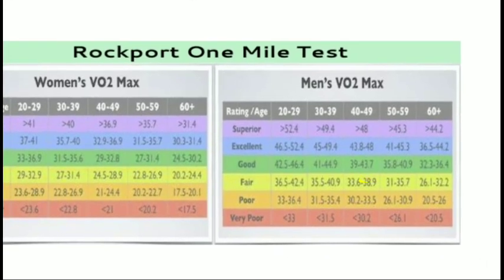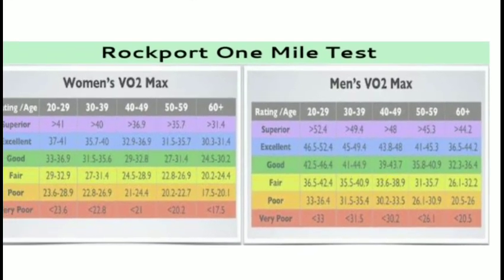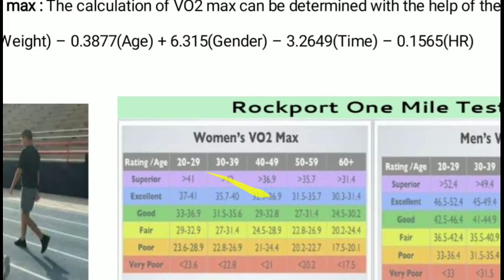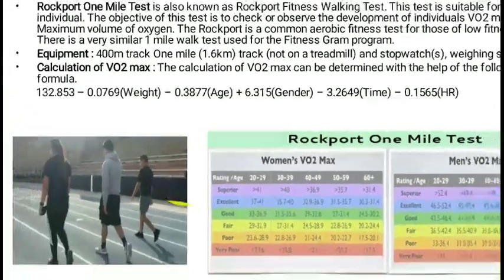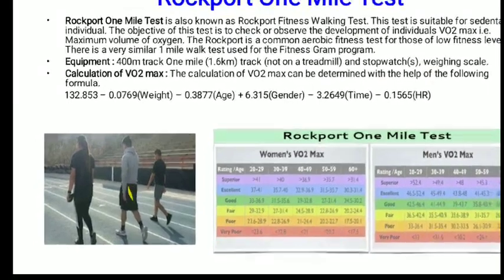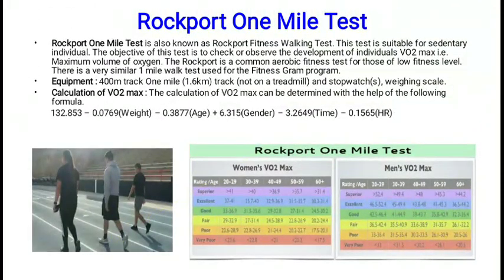And for the men's, you can see again the age groups: 20 to 29 for the males, 30 to 39, 40 to 49, 50 to 59, and 60 plus. Superior is when they are having more than 52. That means the calculation is being given according to the formula which we have learned. So if you put your values into this formula, you can find out where your own VO2 max lies. With the help of this formula you can find it for yourself also.